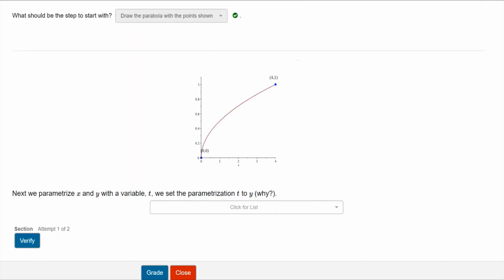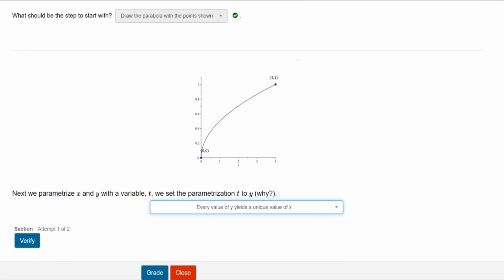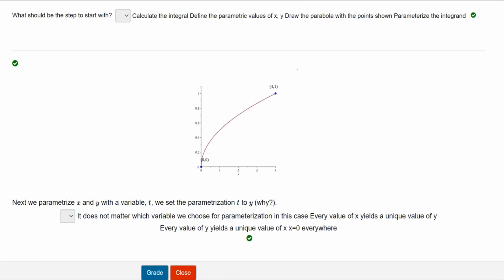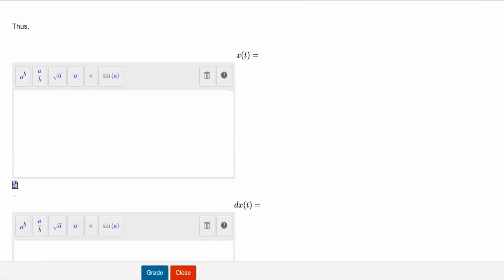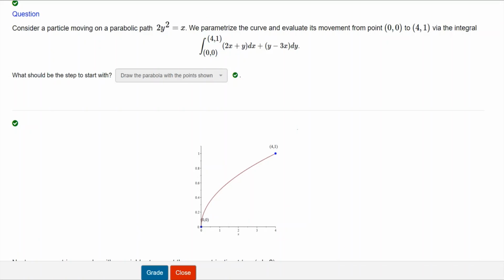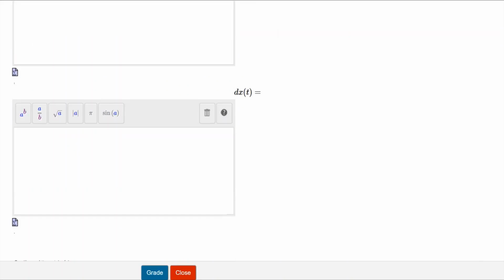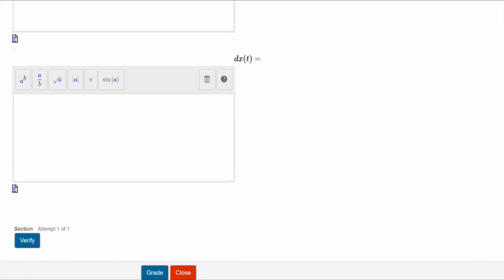So we parameterize y, and every value of y will yield a unique value of x for us in this case. So we are choosing this answer, which is correct. And now we enter the values required by our integral. So since we have chosen y, our x should be 2t squared, because y is simply t. And so our dx should be 4t.